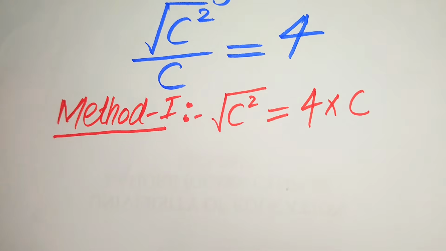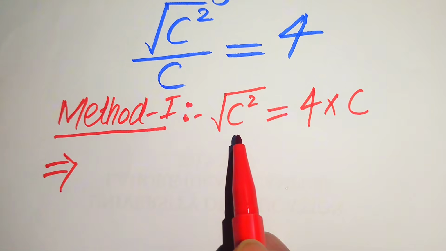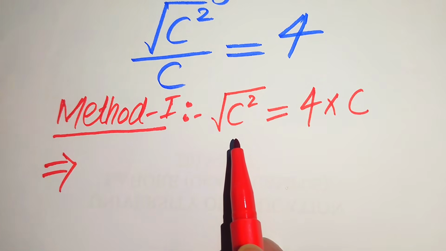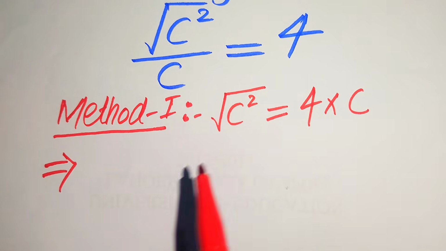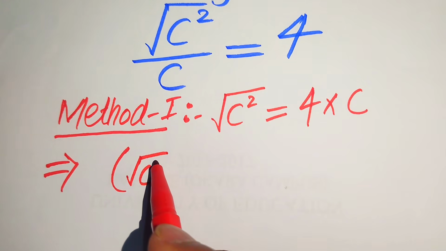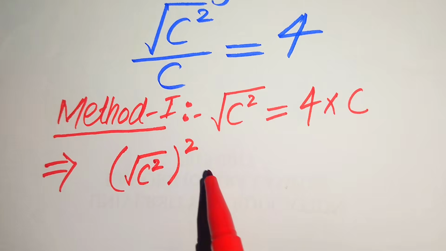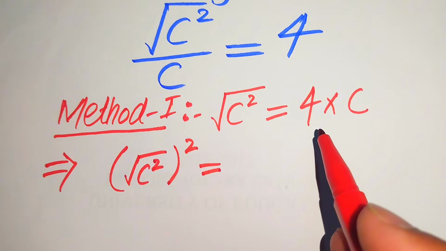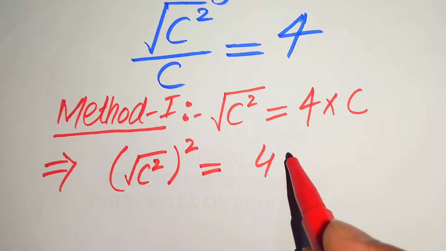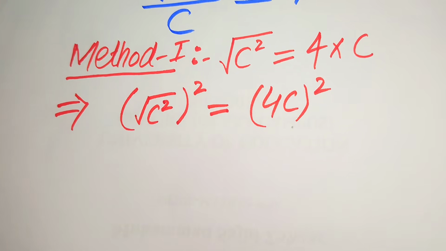And now here our target is to get all the roots of this equation, so that's why we need to remove this square root sign from the left hand side. So in order to remove the square root sign, we need to take squares on both of the sides. So when we take squaring, it will be written as square root of c square and its whole square is equal to, in the right hand side, 4c and its whole square.